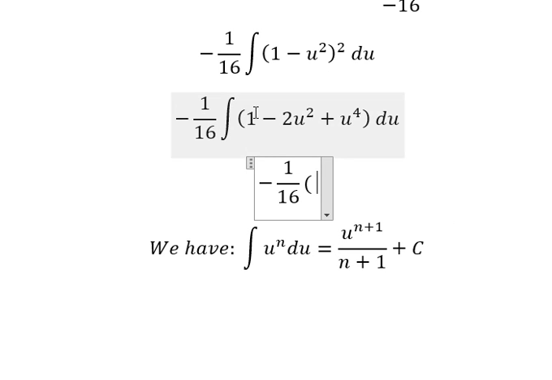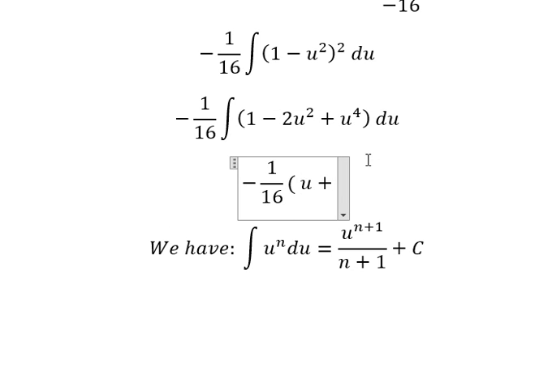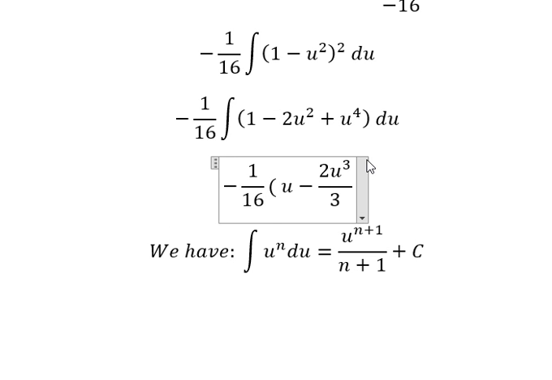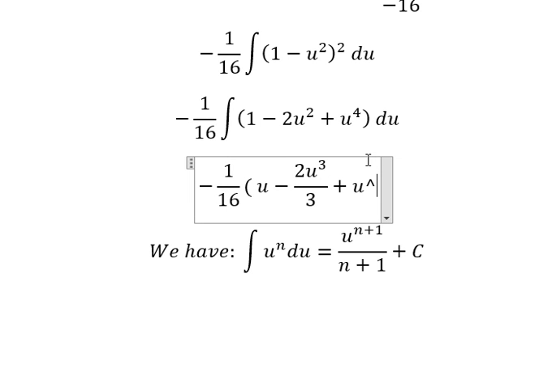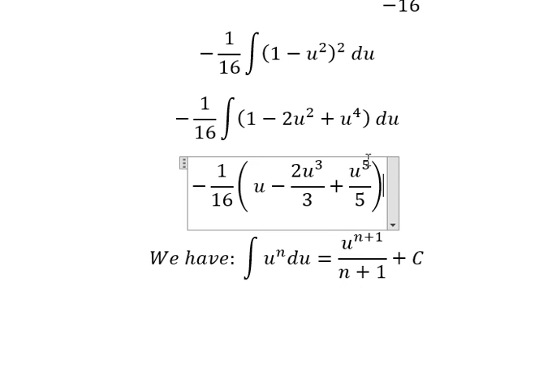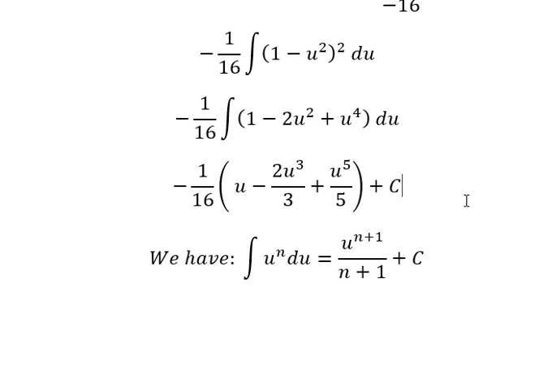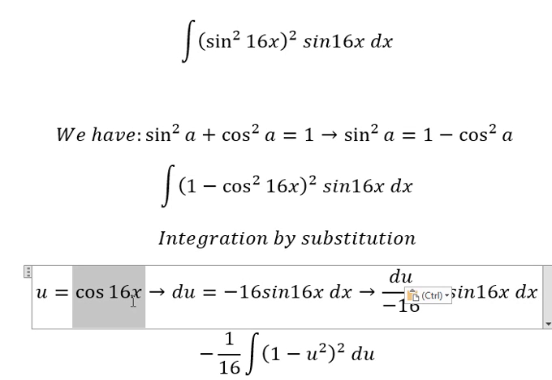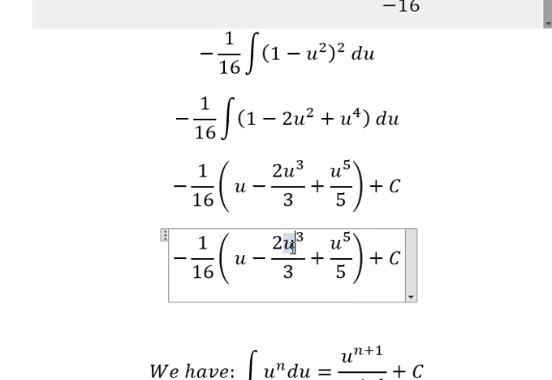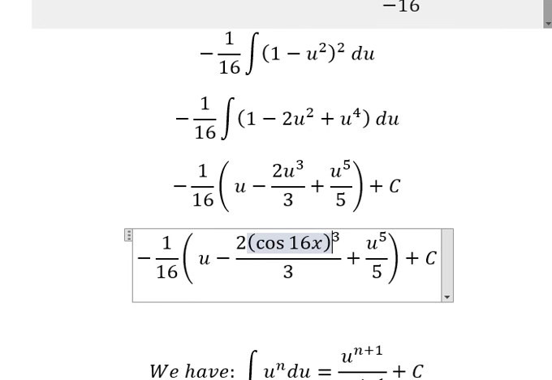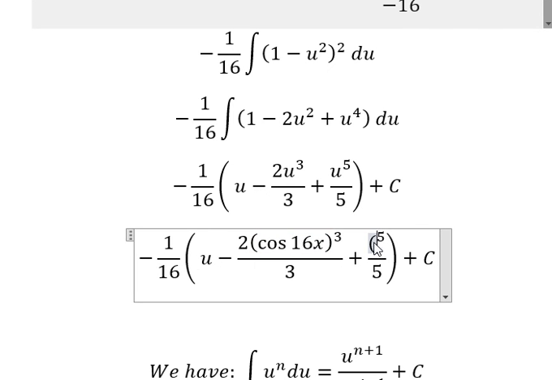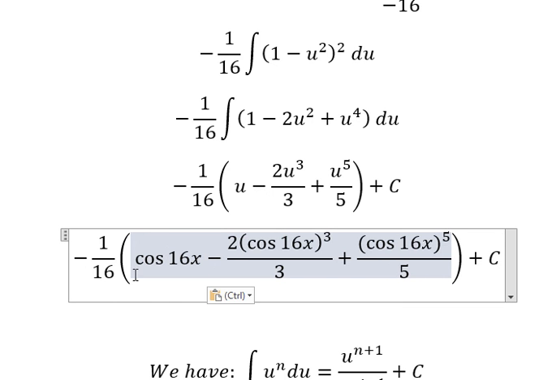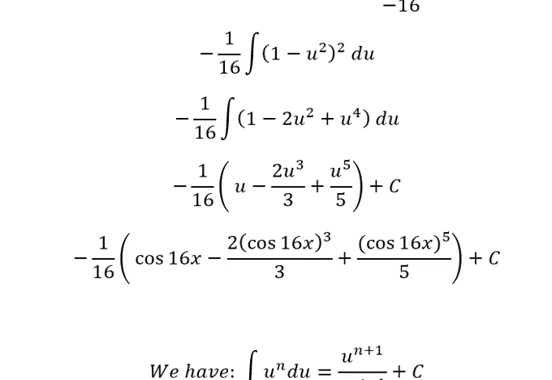The integration of number 1, we have u. The next one, we have 2u to the power of 3 over 3. The next one, we have u to the power of 5 over 5. And I will put sin here, where u is cosine of 16x. This is the end. Thank you for watching.